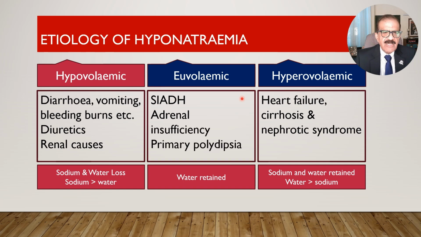Euvolemic, in my opinion, is the most difficult, since it is a very difficult one. And out of these four conditions, most important is syndrome of inappropriate ADH secretion. But in adrenal insufficiency and in primary polydipsia, there may be hyponatremia also. We will discuss this condition in the next lecture.